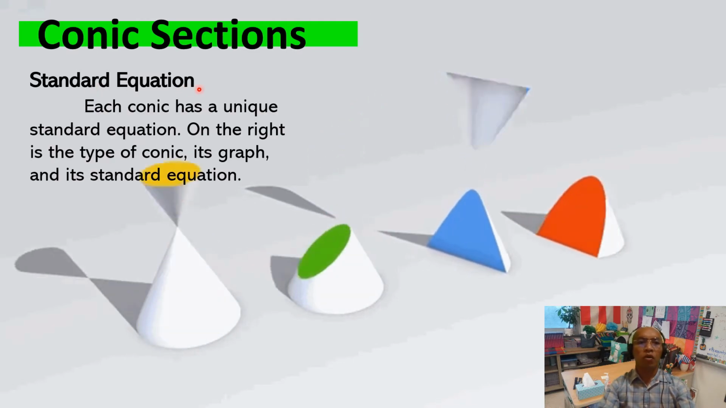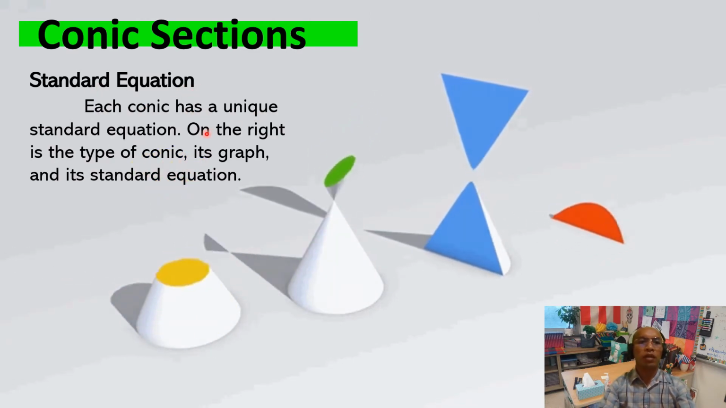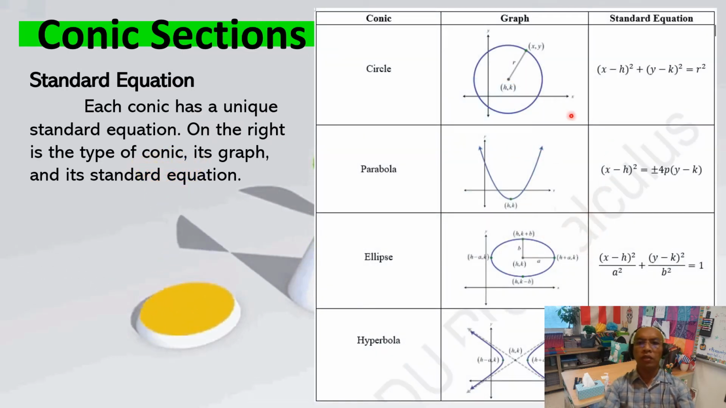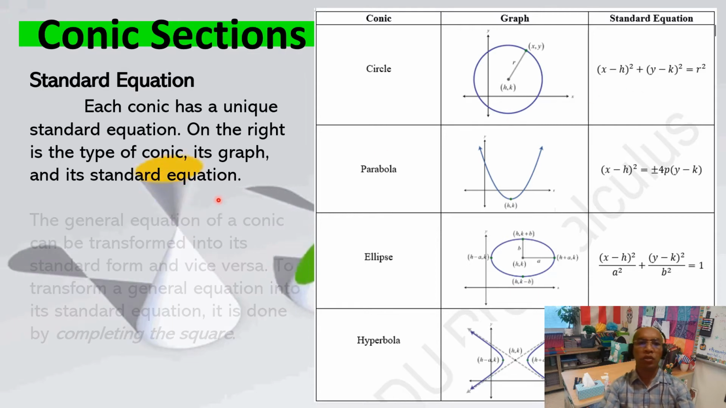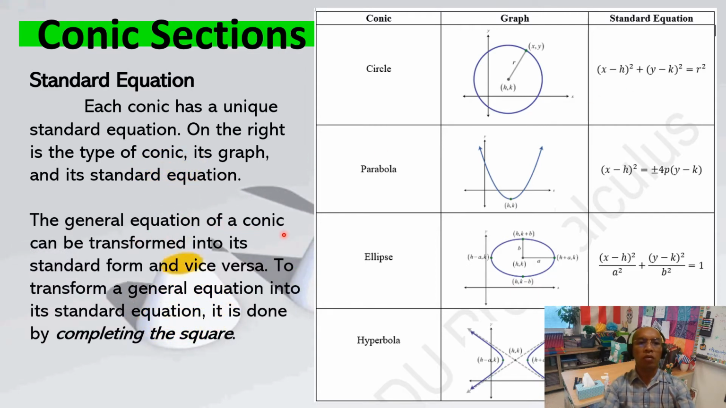Standard equation of the conics. Each conic has a unique standard equation. On the right, there are the different types of conics, including their different standard equations. The general equation of a conic can be transformed into its standard form and vice versa. To transform a general equation into a standard equation, it is done by the completing the square method. Completing the square is the prerequisite skill in transforming a general equation to standard form.